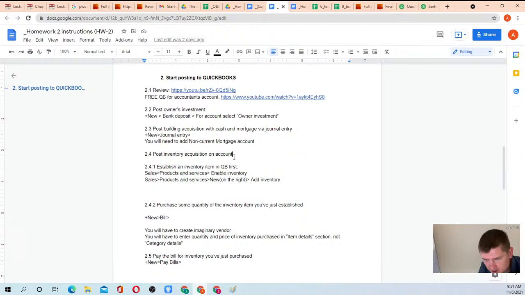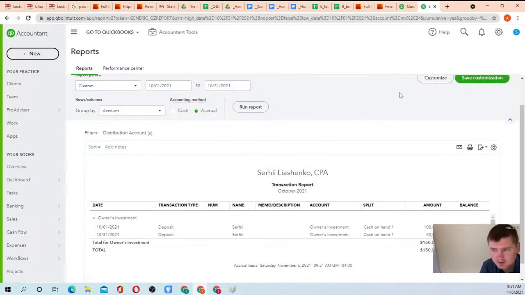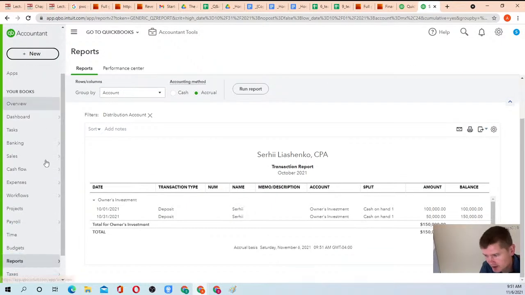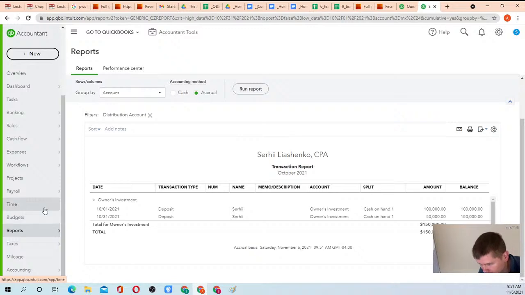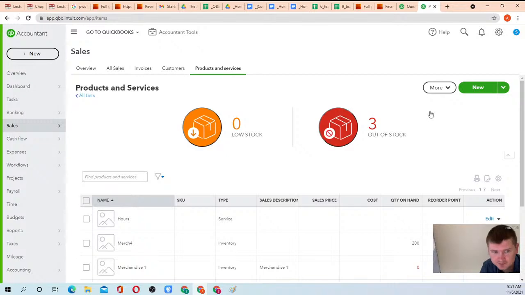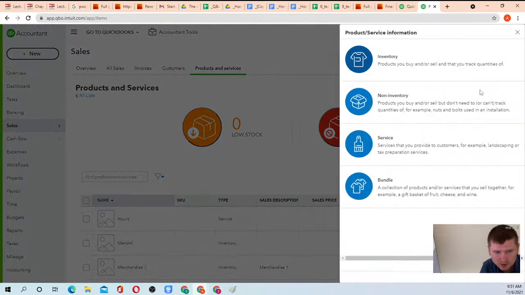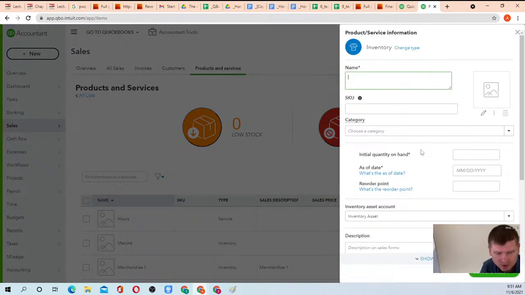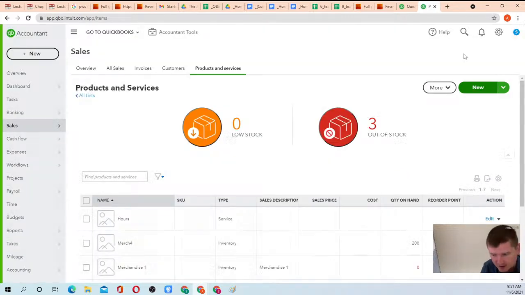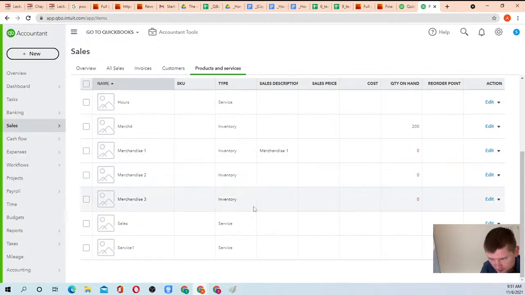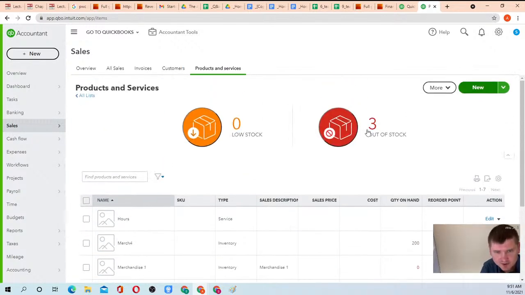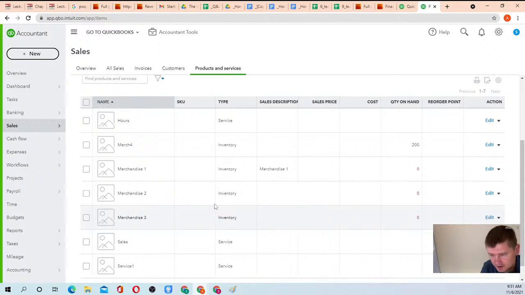Post inventory acquisition on account and establish an inventory item in QuickBooks first. So to establish an inventory item, we go to Sales, Products and Services. And we click New, and we establish some new inventory item. I will not be doing that. I've already got quite a few inventory items, merchandise 1, 2, 3, several services. So you need to do that. You can give it any name.